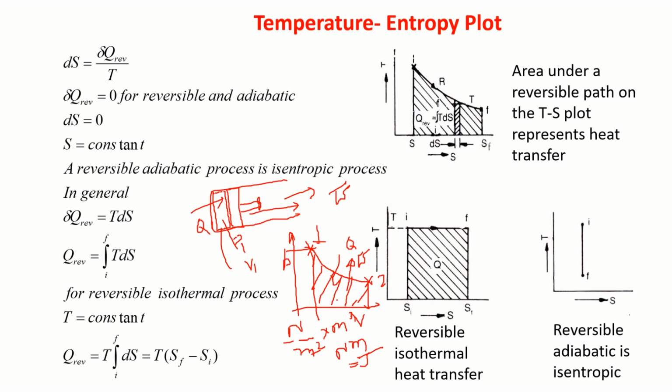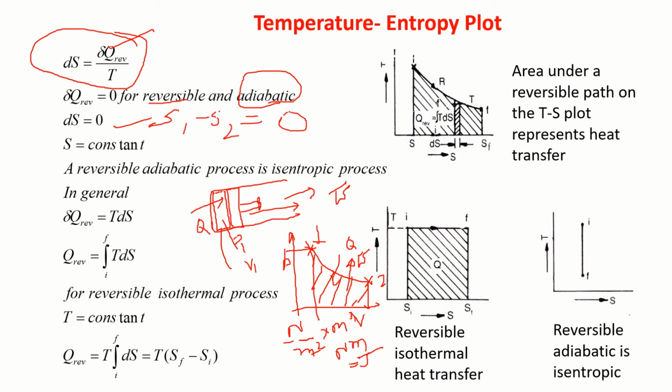Okay, let us look at this. I have defined entropy for a reversible process. The process is reversible, also adiabatic. Adiabatic means completely insulated, so this is 0. So then dS is equal to 0. That means S1 minus S2 is equal to 0. So you can say S1 is equal to S2, or S, the entropy, the property, is constant.